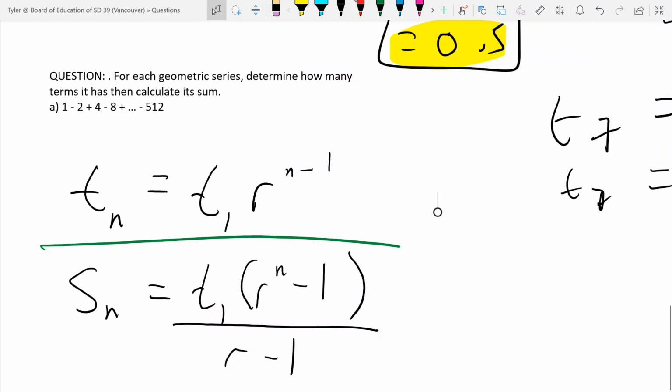So it gave me the geometric series. It has a finite number of terms. It says, how many terms is it? So it's asking for n, I don't know.